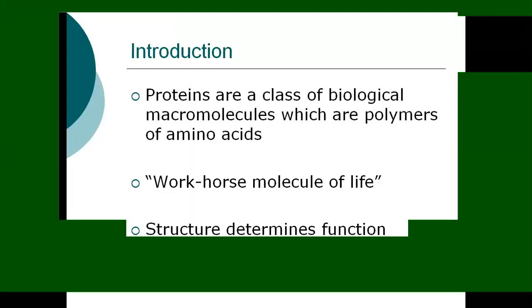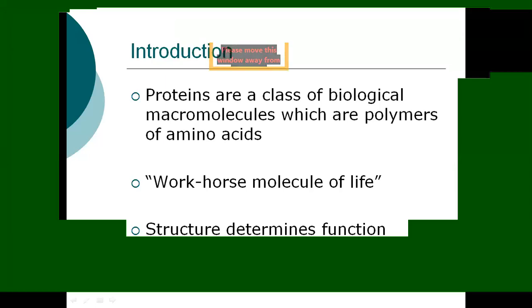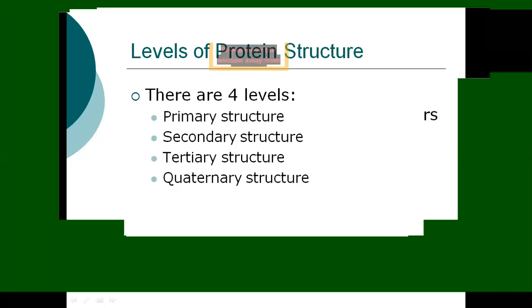These are the structures of protein. So proteins are a class of biological macromolecules, which are polymers of amino acids, and these are the workhorse molecules of life. Structure determines function. So now we'll go for structure. There are four levels I already discussed: primary structure, secondary, tertiary, and quaternary structure.